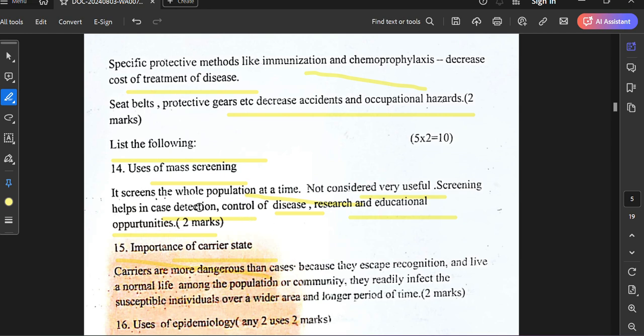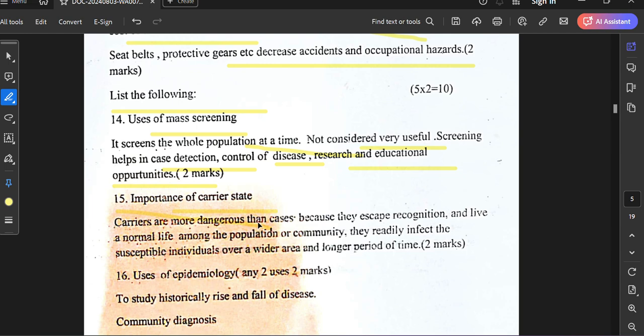What is the importance of the carrier state? Carriers are more dangerous than cases because they escape recognition and live a normal life among the population or community. They readily infect susceptible individuals over a wider area and a longer period of time. So a carrier is always more dangerous than the case because they escape recognition.